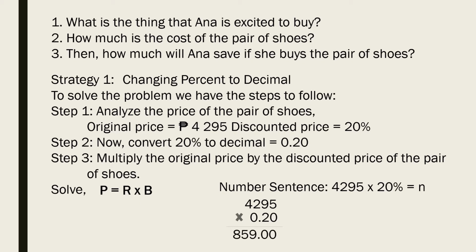So, meaning, this is the amount that was discounted from the pair of shoes that Anna wants to buy. Ang discount na nakuha niya ay 859. Yung 859, ibabawas natin siya doon sa original price na 4,295. So, ang babayaran na lang ni Ana ay 3,436 for the pair of shoes.